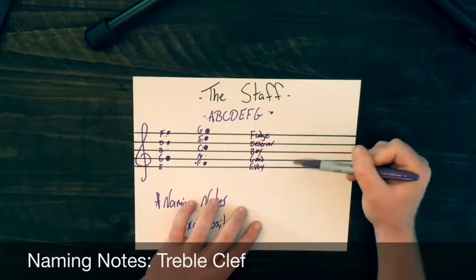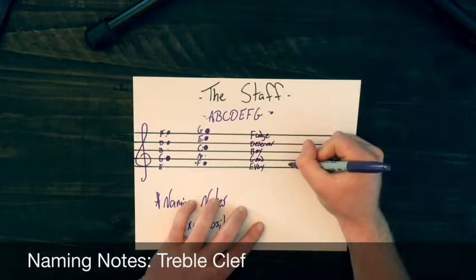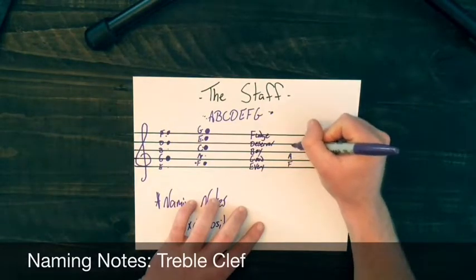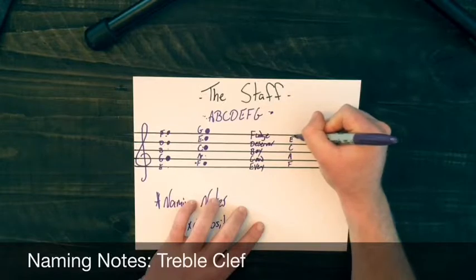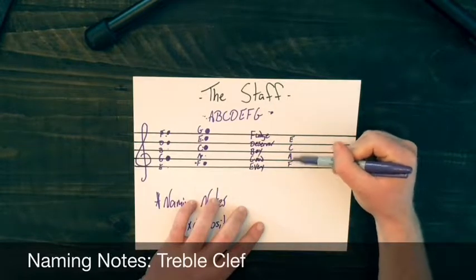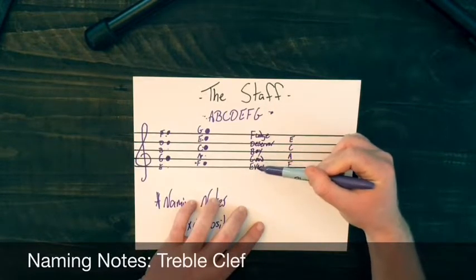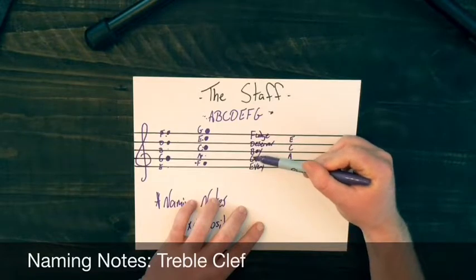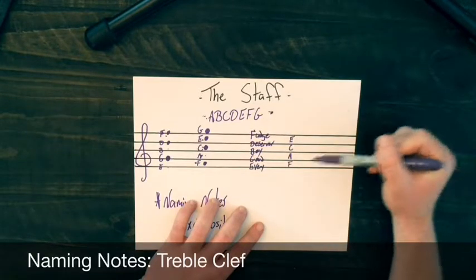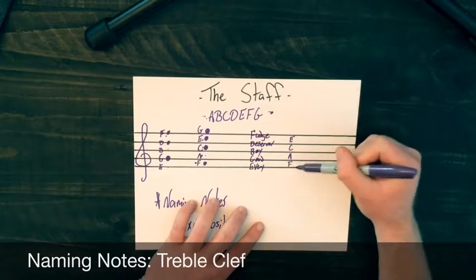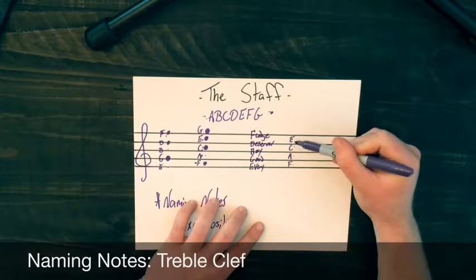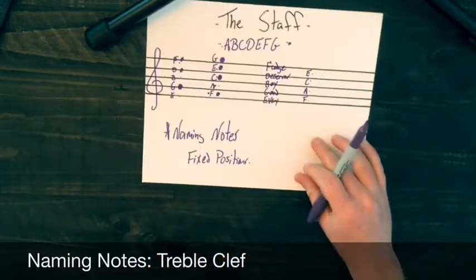If we look at our spaces, we have F, A, C, E, which if we look spells face. So when we're naming notes on the lines, we can use every good boy deserves fudge, E, G, B, D, and F. For naming notes in the spaces, we can use F, A, C, E. So let's use this for a second.